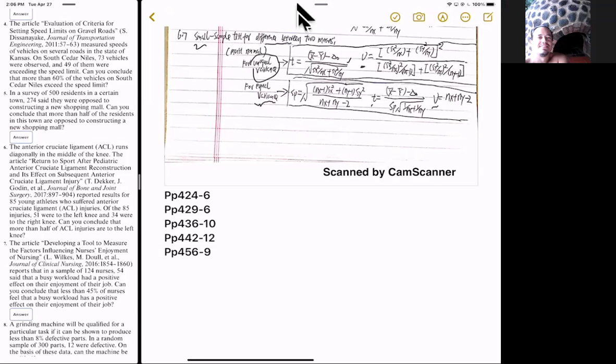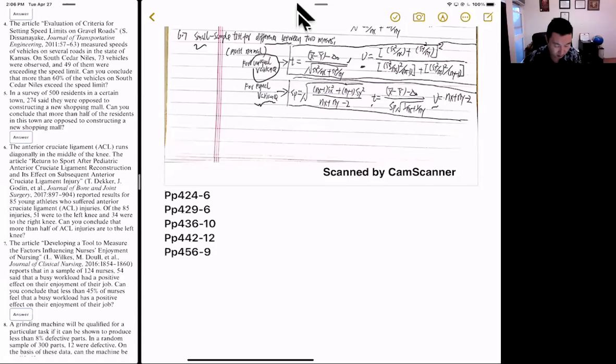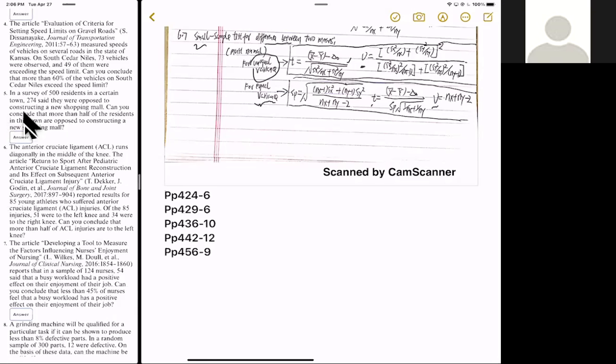Then can you conclude that half of ACL injuries are to the left knee? Okay, so can you conclude that?